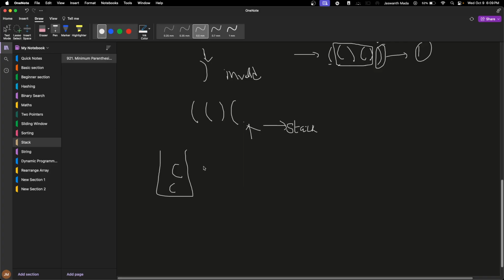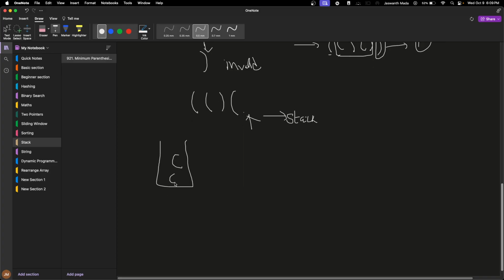So at the end, I see that there are two left parentheses which don't have a matching right parenthesis. These two guys are waiting for someone to come and make them valid, but there's no one to make them valid, right? So these two guys have become invalid. So we need two right parentheses in order to make them valid. So the answer is 2, right?